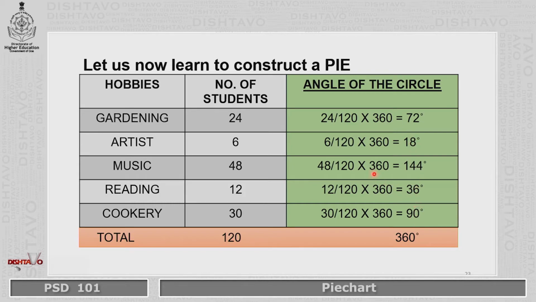And just to check that you are correct in constructing angles for these particular hobbies that are listed here, the sum of all these angles has to be equal to 360 degrees. Now, once you have the angles of a circle, it is now your time to construct each of these angles on the circle and represent this data given in a pie diagram.